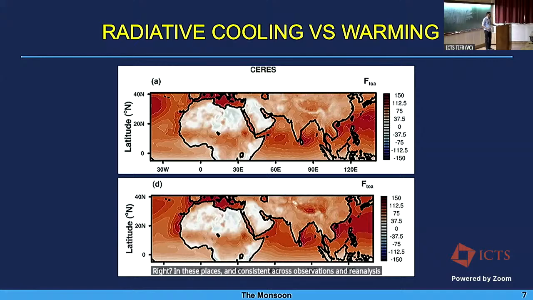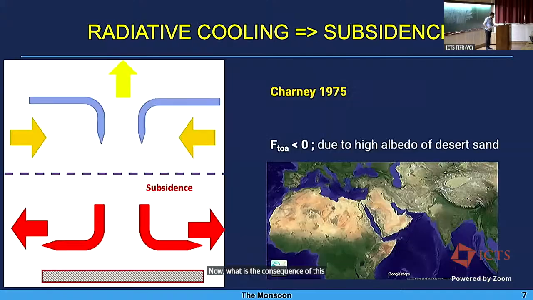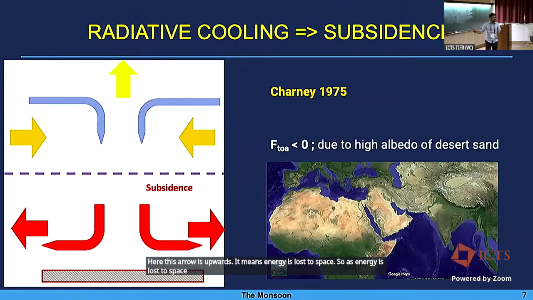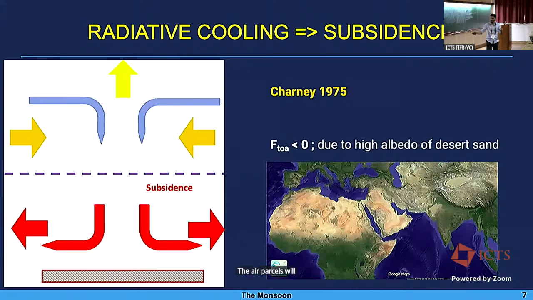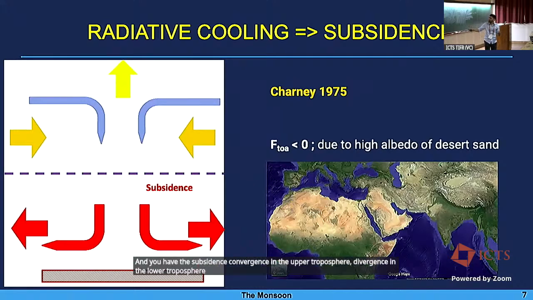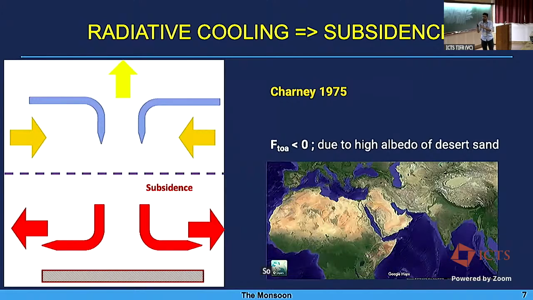Now, what is the consequence of this radiative cooling? Here, this arrow is upwards. It means energy is lost to space, right? So as energy is lost to space, the air parcels will cool, and there is subsidence. And you have this subsidence, convergence in the upper troposphere, divergence in the lower troposphere, right? So this is the main working hypothesis behind Charney's 1975 paper.